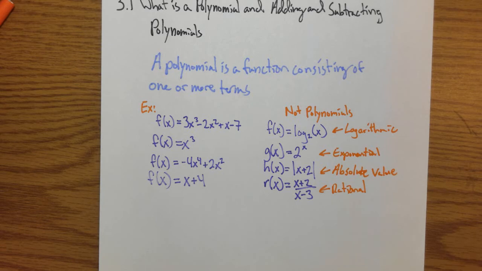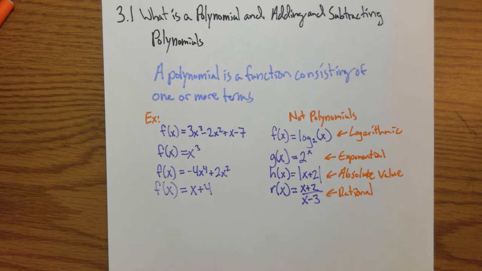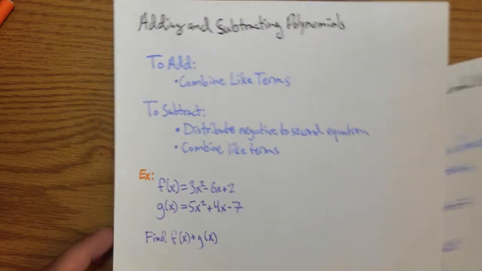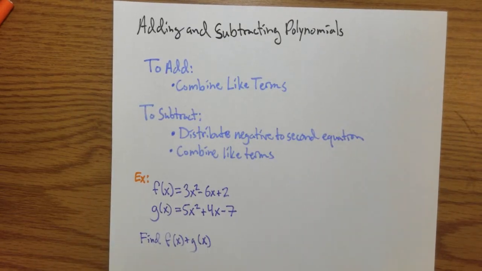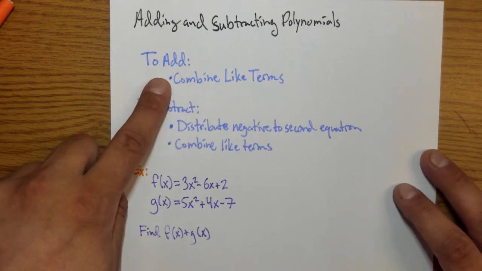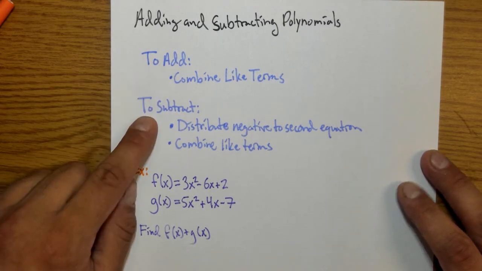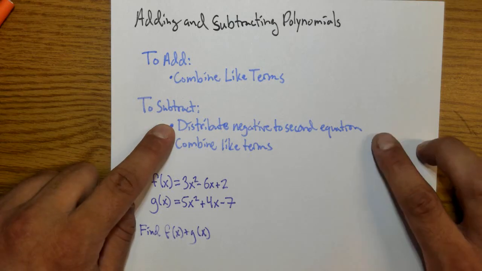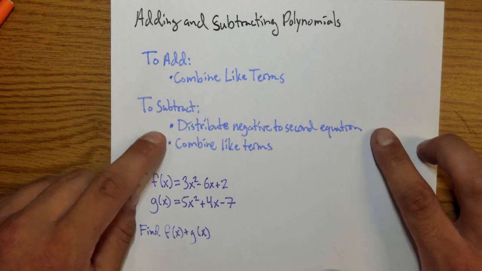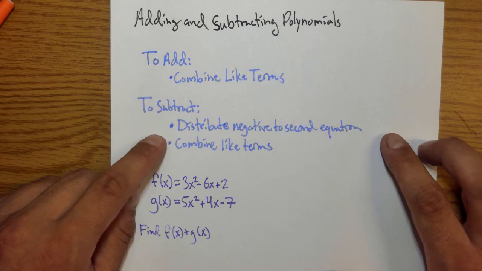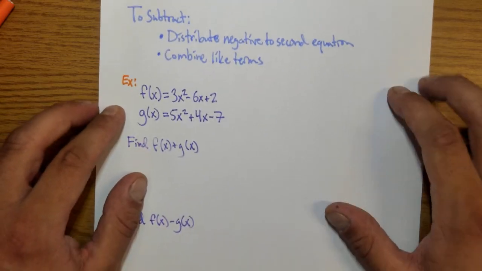Let's move on to adding and subtracting polynomials. So where we're able to add and subtract these polynomials together, we're actually also able to multiply and divide, but we'll talk about those later. Adding and subtracting polynomials. So to add, what we want to do is just combine like terms. To subtract, there's one extra step. We need to distribute the negative to the second equation and then combine like terms. So I'll show you what I mean.